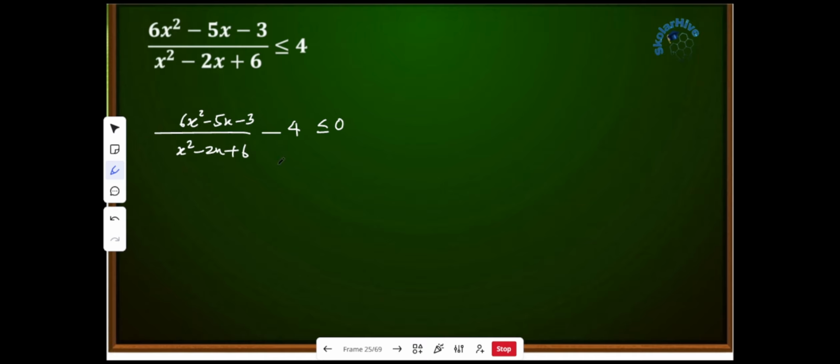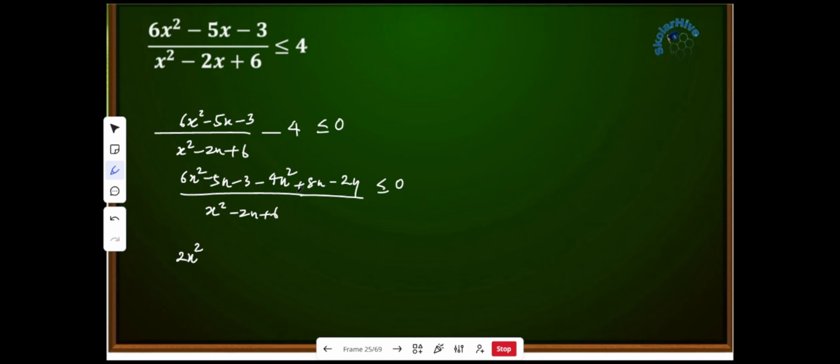Now by simplifying the left-hand side, we get x² − 2x + 6 as the common denominator, and the numerator is 6x² − 5x − 3 − 4 times the whole expression x² − 2x + 6, so minus 4x² plus 8x minus 24 ≤ 0. Now once we simplify, 6x² − 4x² means 2x², then −5x + 8x is +3x, and this will become −27, divided by x² − 2x + 6, which is ≤ 0.